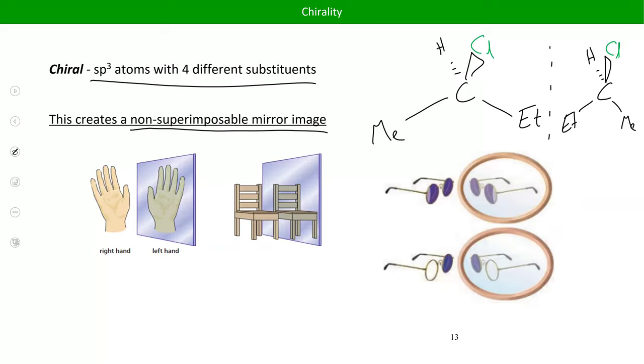All right, so that carbon, a carbon that is sp3, or not just a carbon, any atom that's sp3, so it's tetrahedral, with four different substituents, is a chiral carbon, or we also call that an asymmetric center. An asymmetric center in general just means that there's a stereoisomer there. There's a possibility for a stereoisomer.